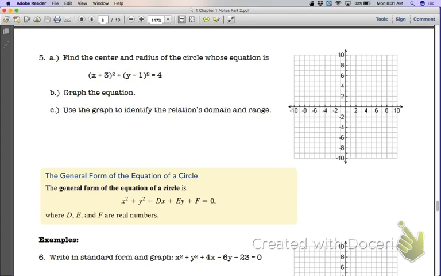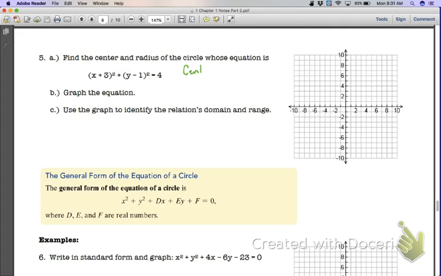So then here it says find the center and the radius of a circle whose equation is x plus 3 squared plus y minus 1 squared equal to 4. And then we want to graph it. So we've got to do a couple things. First, we've got to find the center, and then we have to find the radius.